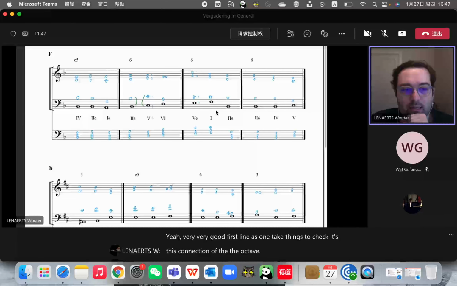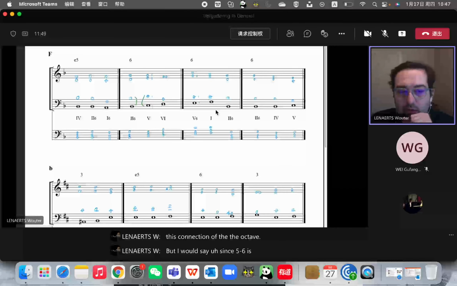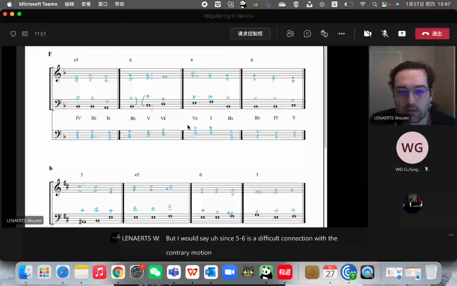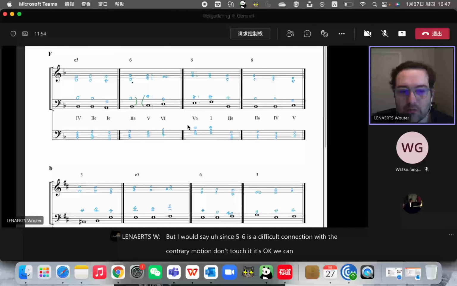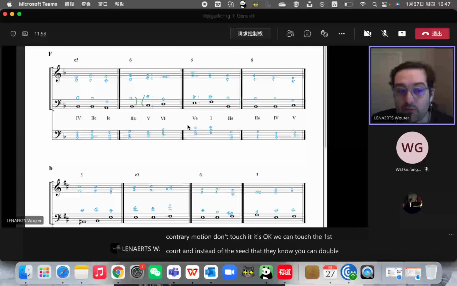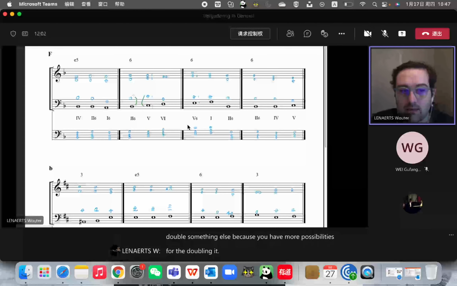But I would say, since 5-6 is a difficult connection with the contrary motion, don't touch it. It's okay. We can touch the first chord, and instead of the C, the tenor, you can double something else because you have more possibilities for the doubling. What can we write in the tenor?